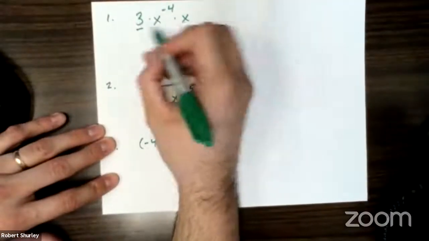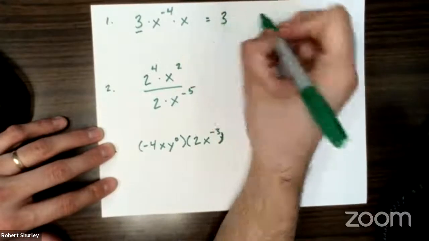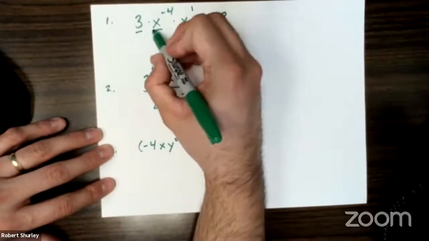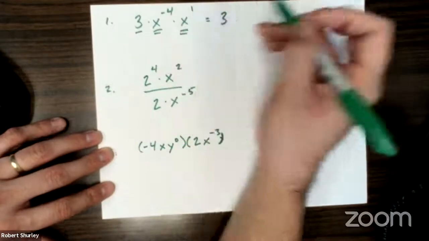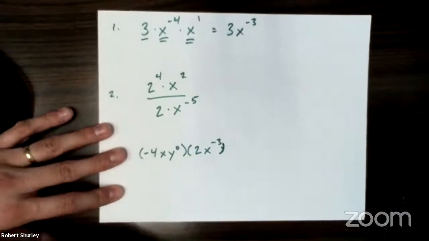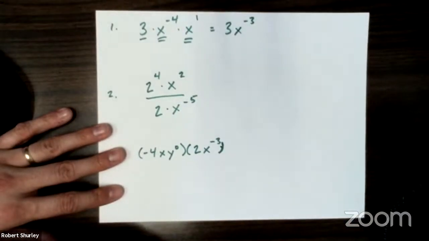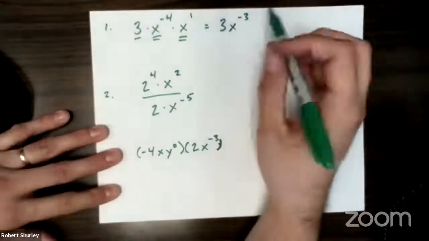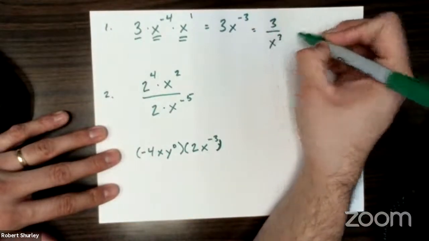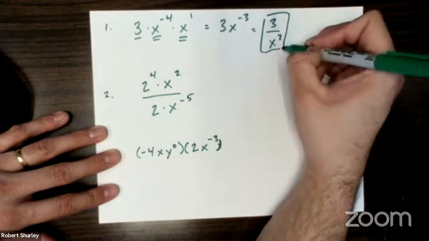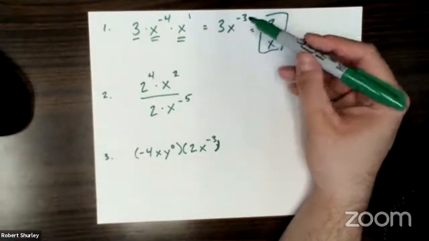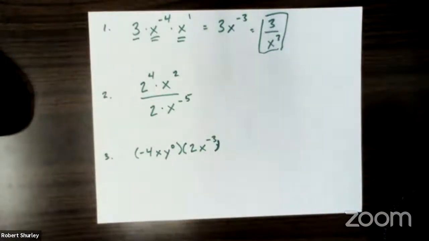Now look, this 3 doesn't have anything to combine with, so I'm just going to write it first. We've got an x to the negative 4 and an x. Now remember, this is multiplication, so we have to add these together. So we wind up with x to the negative 3, right? Negative 4 plus 1 is negative 3. And we can't end on this one, though. We've got to move that to the bottom. So we wind up with 3 over x cubed here, right? No repeating bases like we had here. And the negative exponent turns positive. Okay, great.